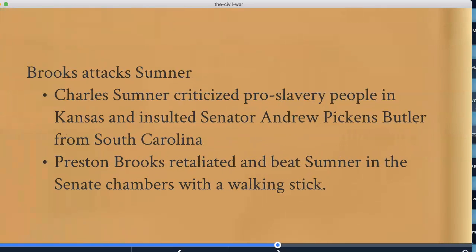There's a picture of Brooks attacking Sumner, criticizing, obviously, the pro-slavery movement. Sumner had insulted Senator Andrew Pickens Butler from South Carolina over Kansas. And again, we have a dispute within Congress.